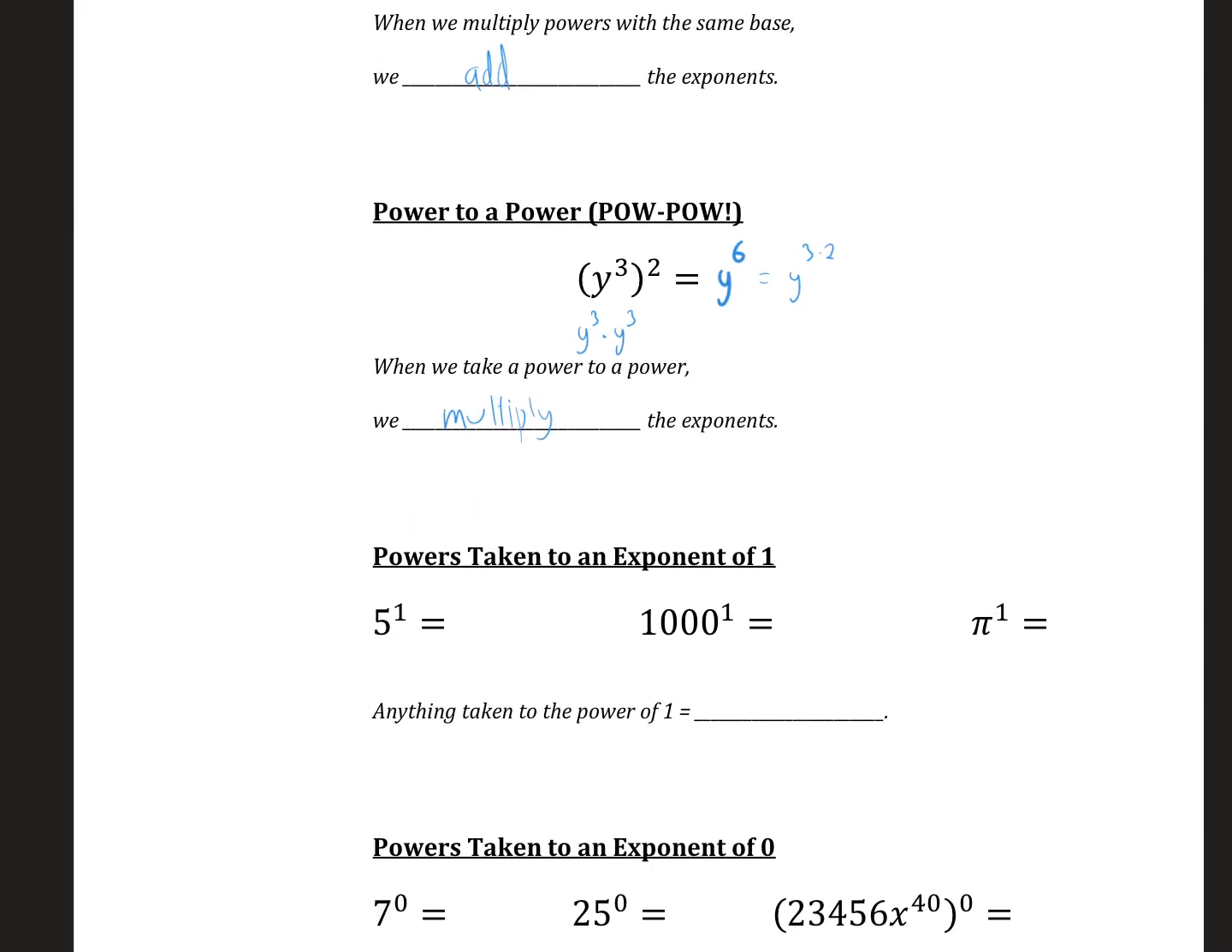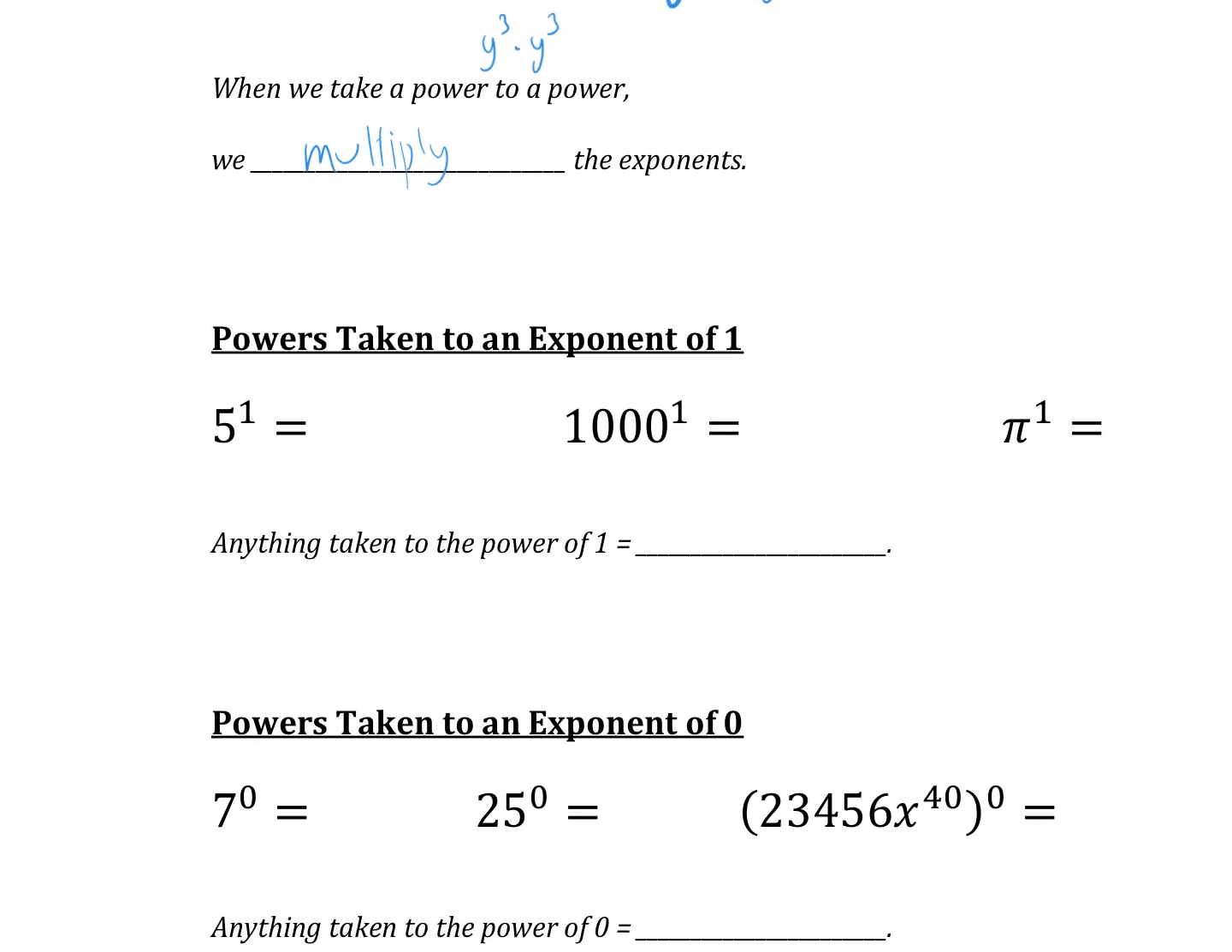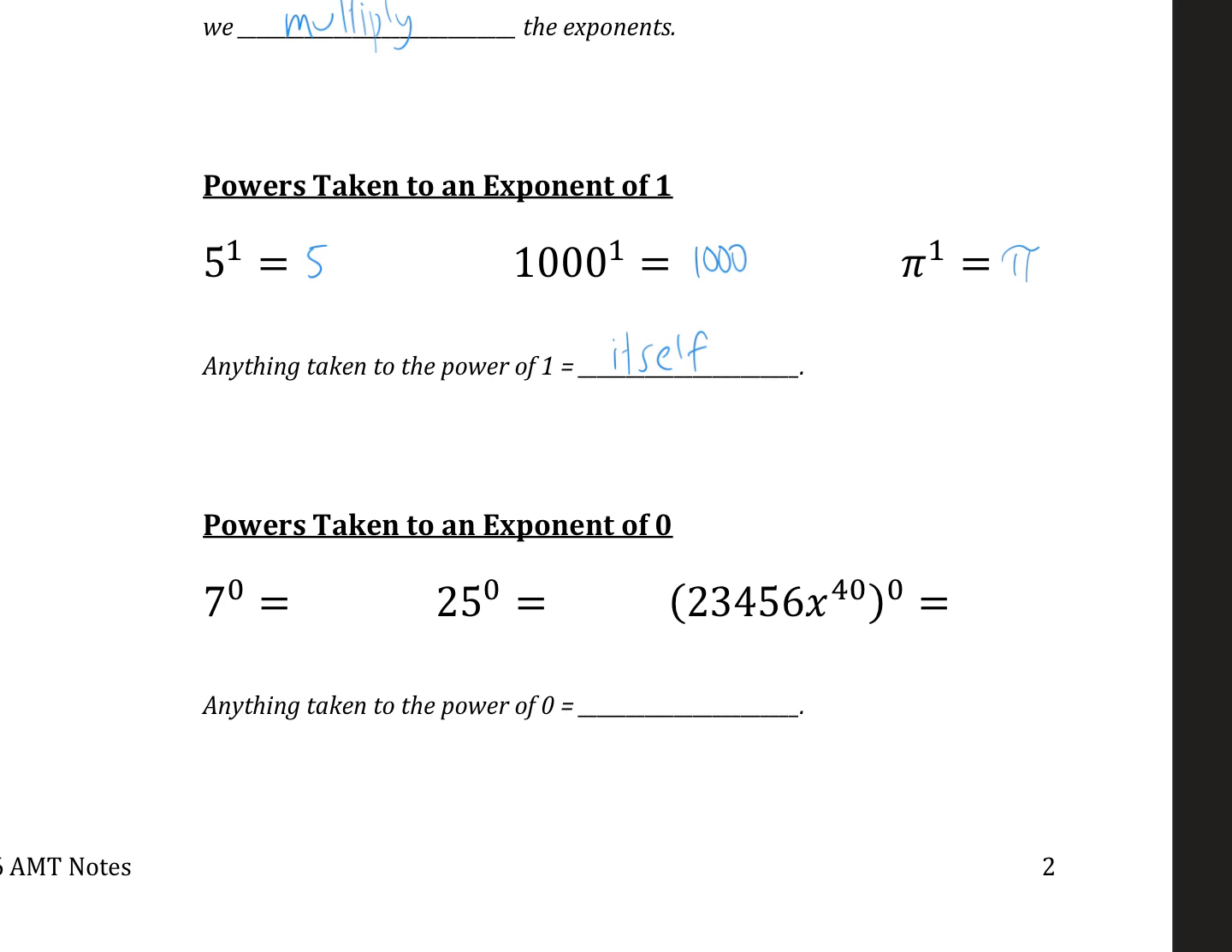All right. How about something taken to a power of 1? If you guys want to use a calculator here and check it, like 5 to the first power, 1,000 to the first power, pi to the first power. What do you guys think? Well, 5 to the first power is going to be 5. 1,000 to the first power is going to be 1,000. Pi to the first power is going to be pi. So what is it equal to? It's equal to itself. Okay.